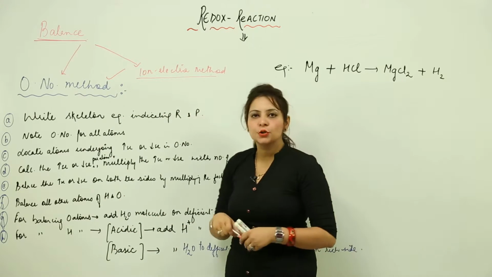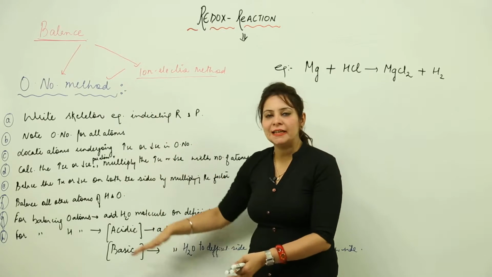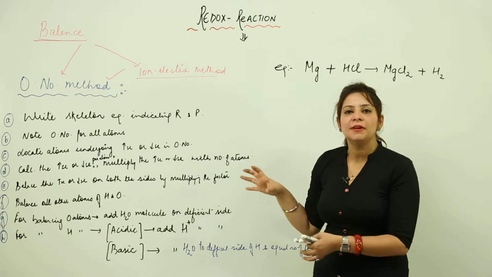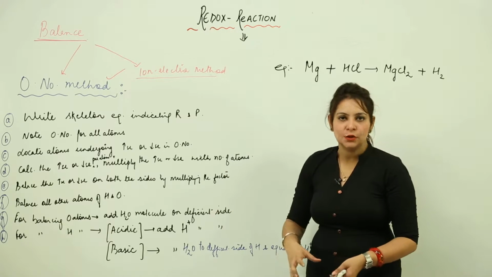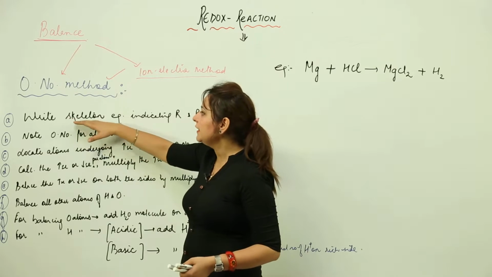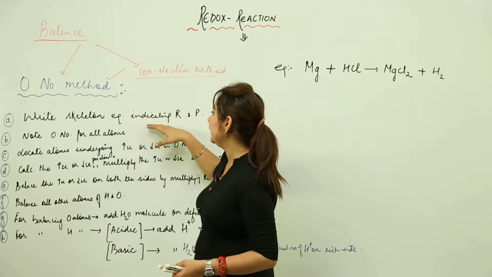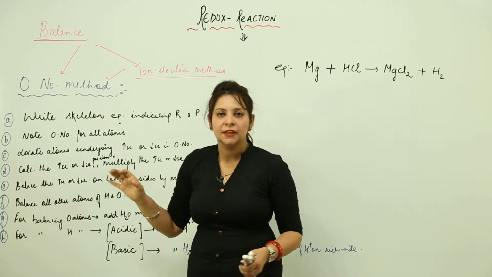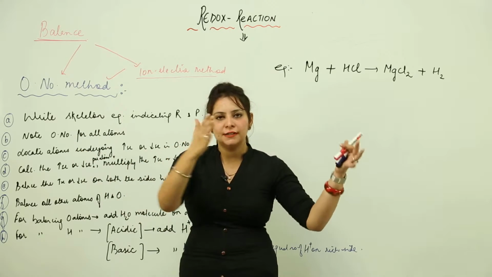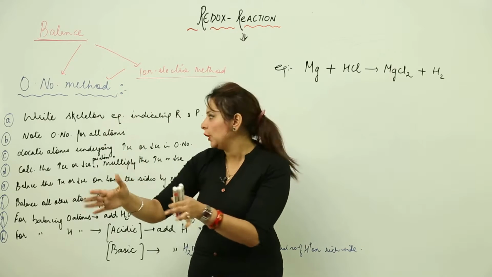I will just recall the points and then use these points in a given question so that you will be well familiar with how we are going to balance it on the basis of the oxidation number method. So first thing is to write the skeleton equation indicating reactants and the products, like a complete equation in which there are our reactants and there are products.